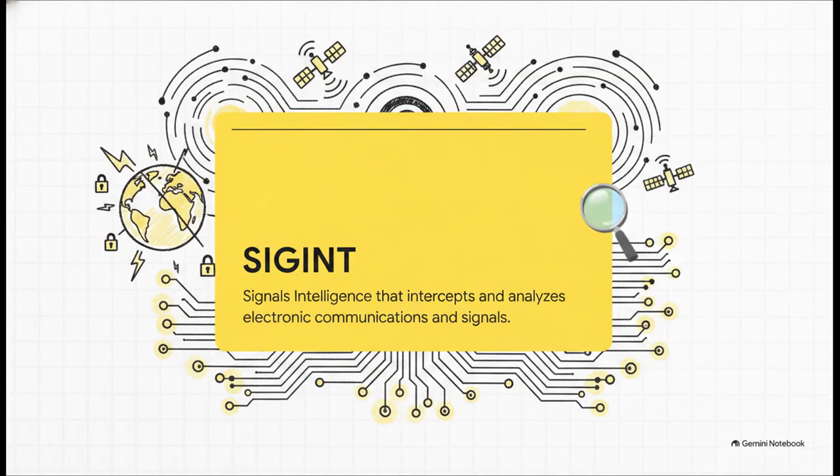Then, on the other end of the spectrum, there's SIGINT, which stands for Signals Intelligence. This is a highly technical approach. It focuses entirely on intercepting invisible electronic signals. We're talking radio transmissions, satellite communications, encrypted internet traffic, you name it. It is incredibly powerful, but it usually requires highly restricted access or some seriously advanced interception technology.